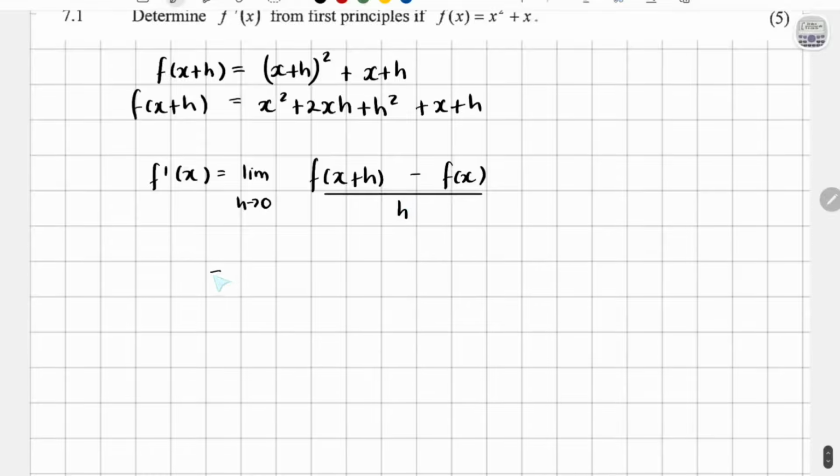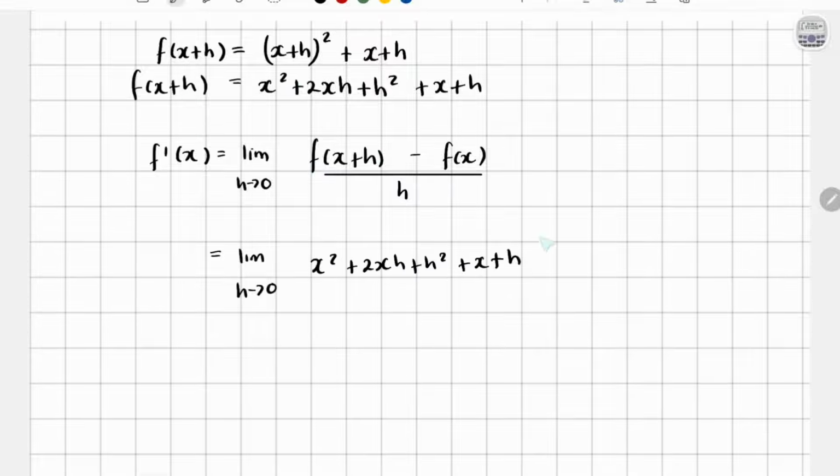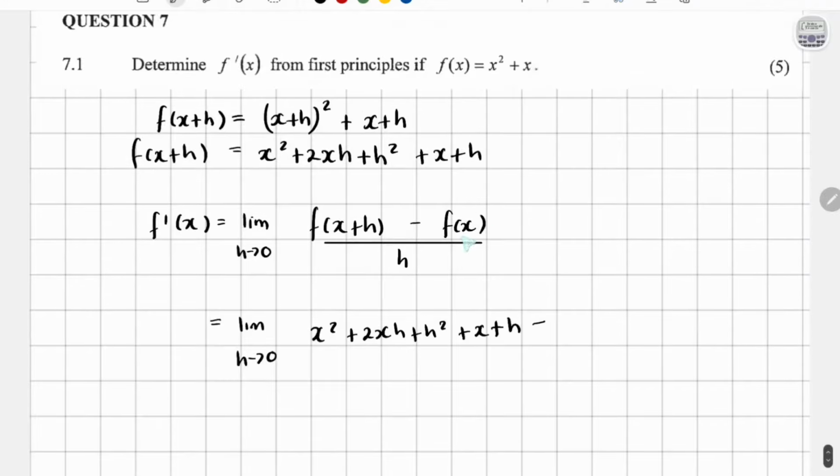So this is equal to the limit as h tends towards 0. And then in place of f of x plus h, we're substituting what it is equal to. Then you have a minus, and then we have to minus this by f of x. So f of x is equal to x squared plus x. So we need to subtract this. But remember, this has more than one term, so you need to protect it with brackets so that that minus can have an effect on both terms. So x squared plus x all over h.